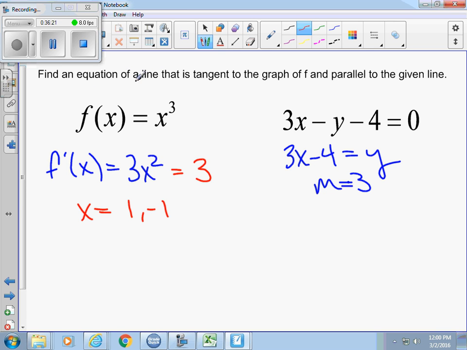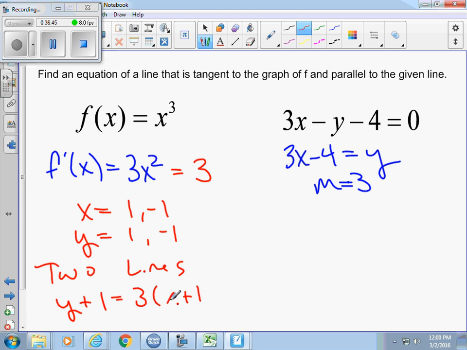It says to write the equation of the line, right? What else do I need? I have x and m. I need y. So what are the y values at 1 and negative 1? Negative 1? So there are actually two tangent lines. y plus 1 equals 3 times x plus 1, and y minus 1 equals 3 times x minus 1. Those are the two equations that are tangent lines to this that are parallel to that.